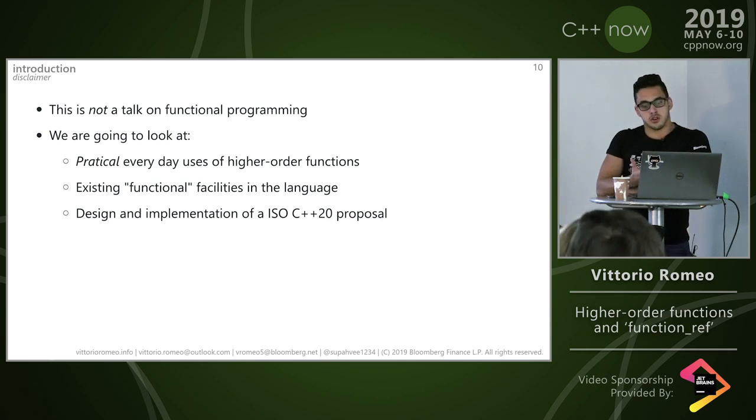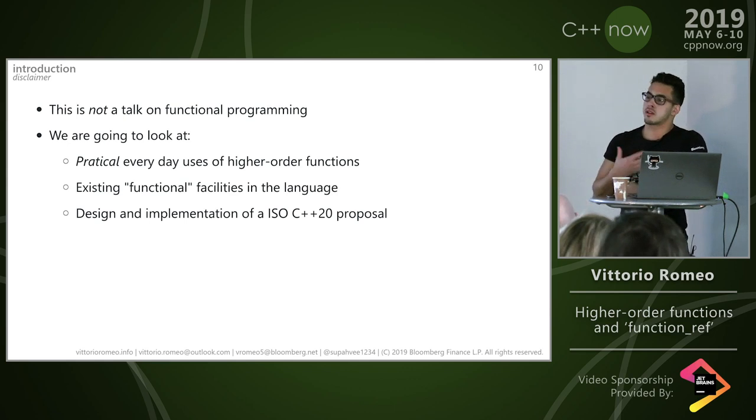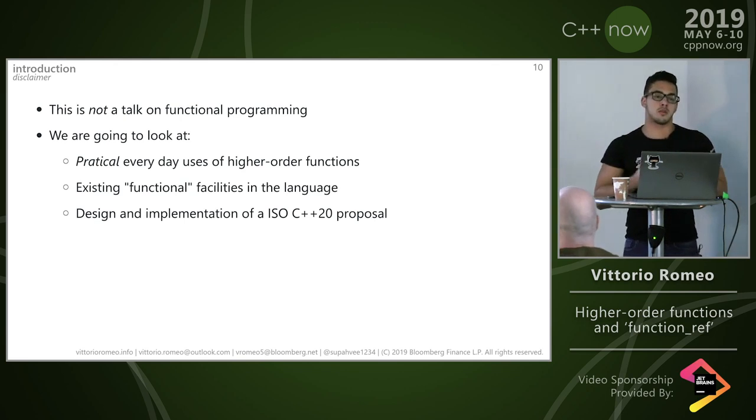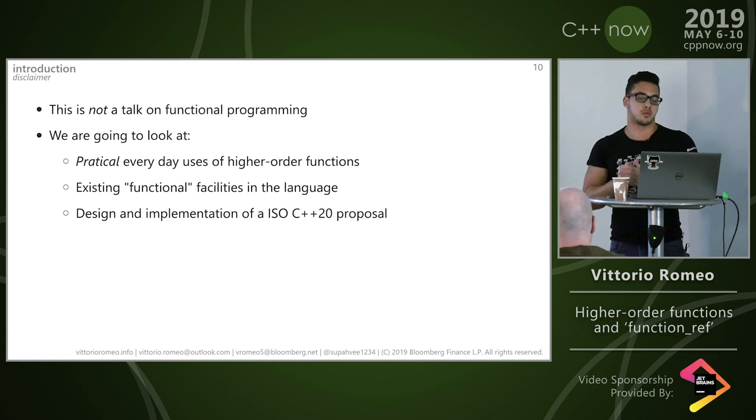This is not going to be a talk on functional programming in general. I know we all love functional programming, this is C++Now, but I wanted to make this talk a little bit more accessible, especially for people who cannot go fully functional in code bases that exist in their companies, but want to slowly integrate things that are not so controversial, but still very helpful for the quality of the code. So what we're going to look at mainly is practical everyday uses of higher order functions and how we can use existing functional facilities in the language, and also an example of design and implementation of an ISO C++20 proposal.